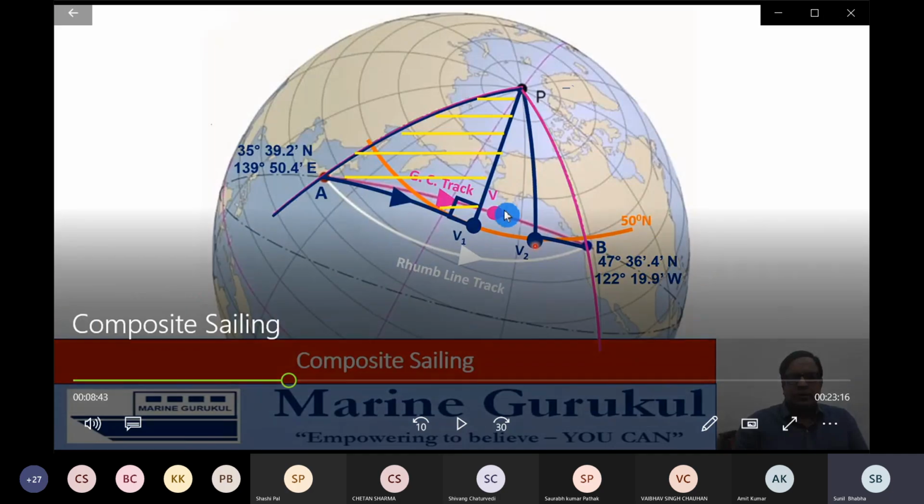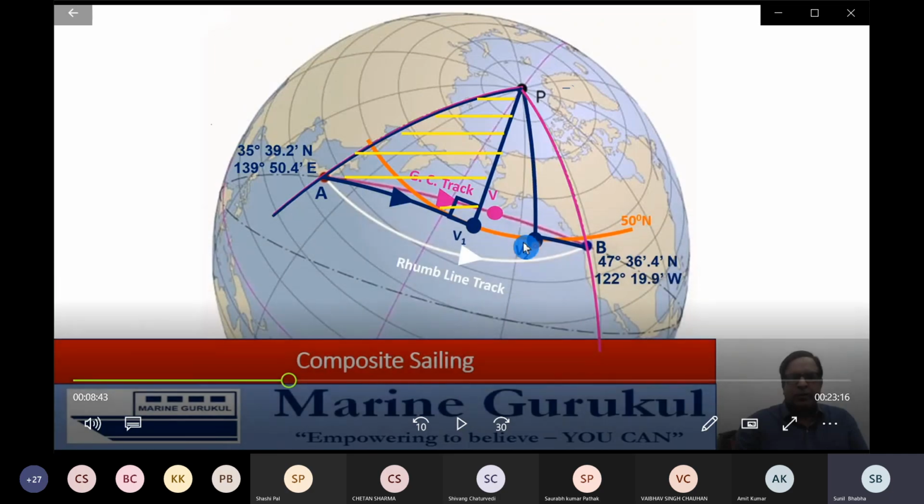So since we are not following the original pink color track now, we follow another great circle track. This is the third great circle track now. First was the pink one, which we rejected. Then the second one was the track passing from our starting position, going to V1, the AV1 track. Now this is a third great circle track. It is separate. It's a different great circle. This great circle is passing from our destination position B, and it has its vertex on the limiting latitude.